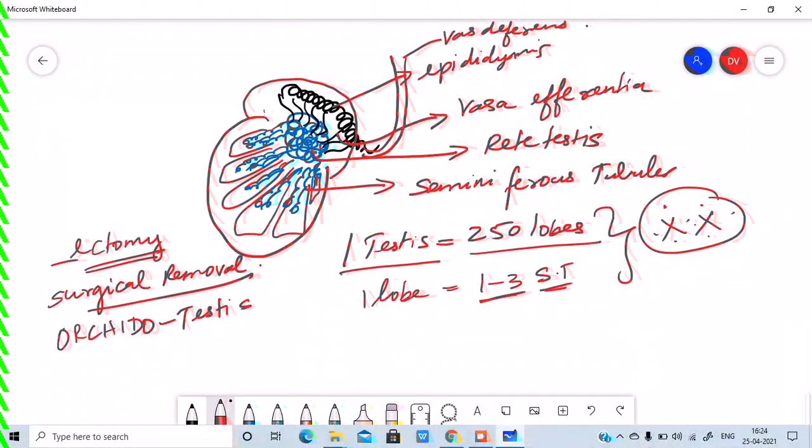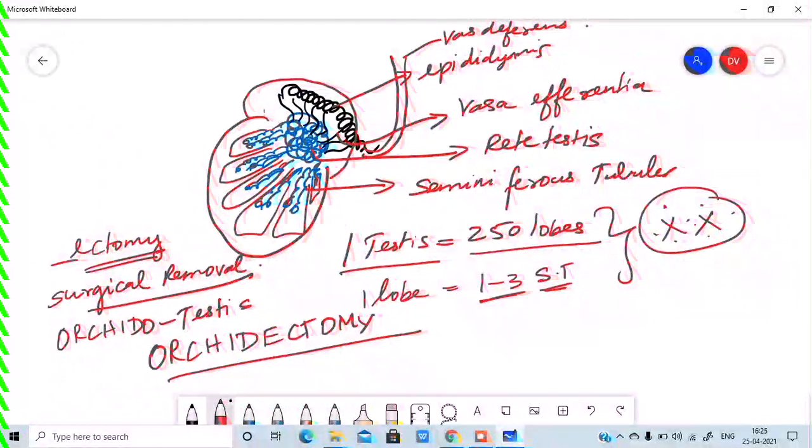Because of a variety of reasons, the testis has to be removed. For example, consider the case of cancer or tumor in the testis. They have to remove the testis. So that kind of procedure, you call it orchidectomy, which means surgical removal of the testis. Know that. Very, very, very important.